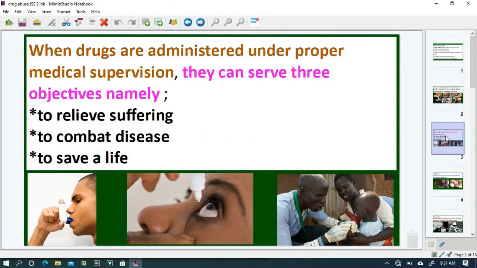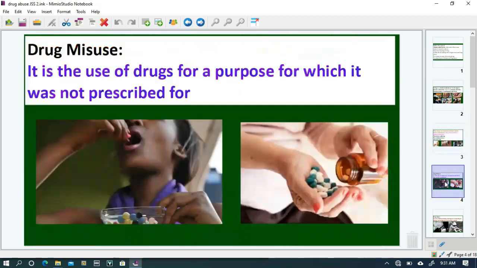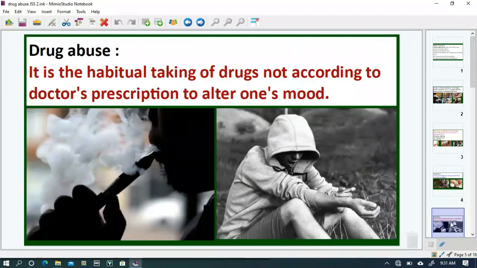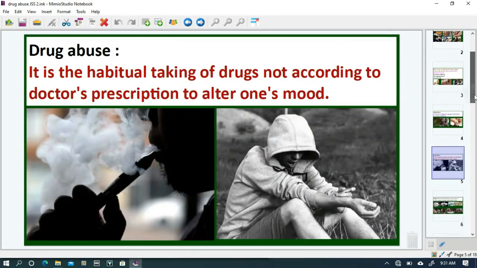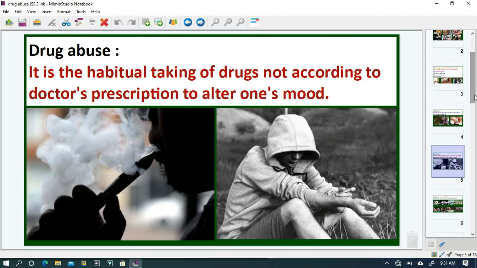When drugs are administered under proper medical supervision, they can serve three main objectives, namely to relieve suffering, to combat diseases, and to save lives. Drug misuse is the use of a drug for a purpose for which it was not prescribed, while drug abuse is the habitual taking of drugs, not according to a doctor's prescription, to alter one's mood.